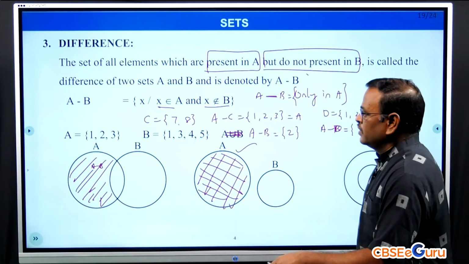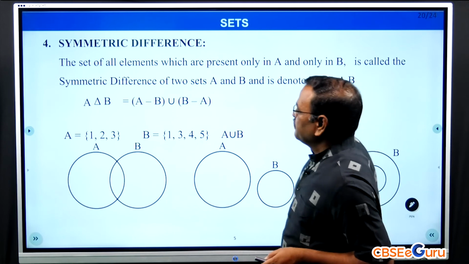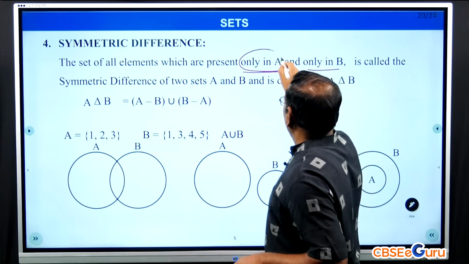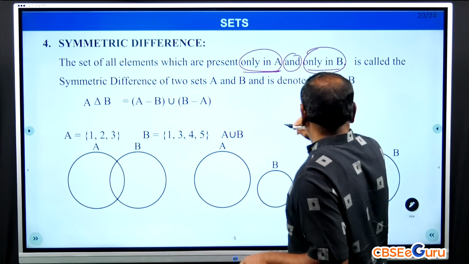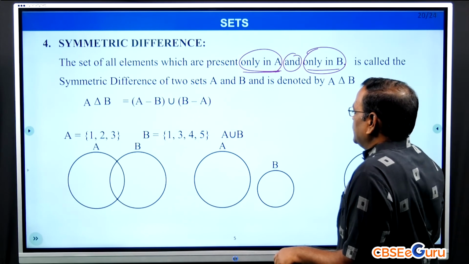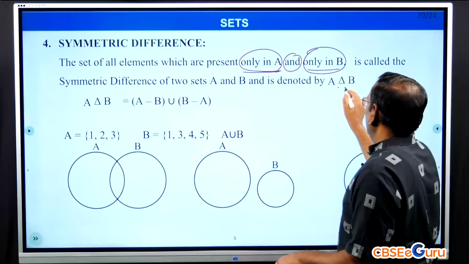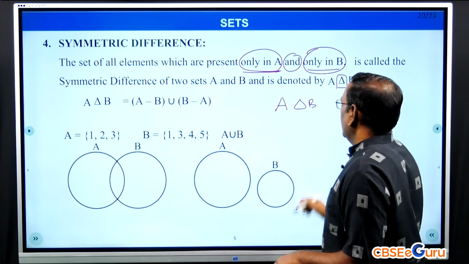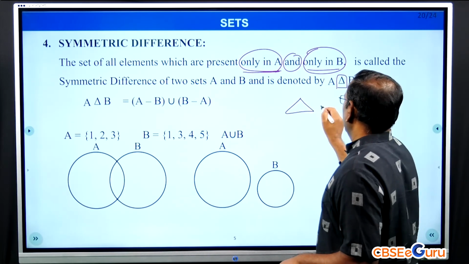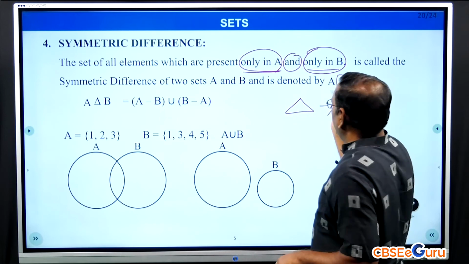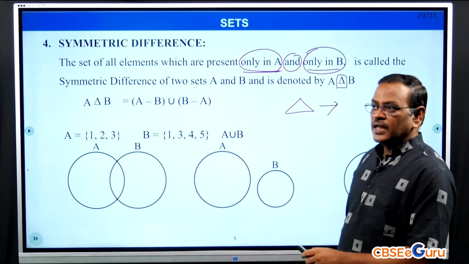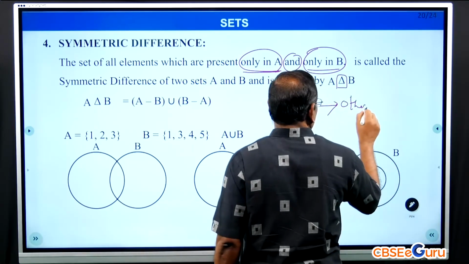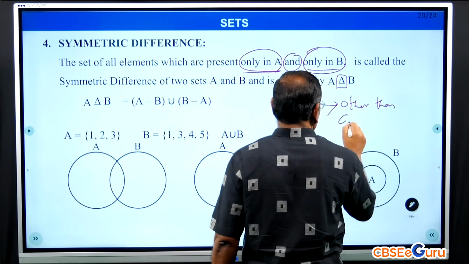Third operation is over. Now fourth operation, symmetric difference. Set of all elements which are present only in A and only in B is called symmetric difference of two sets A and B, and is denoted by A delta B. And the meaning of this symbol delta is only in A, only in B, which means other than the common elements.